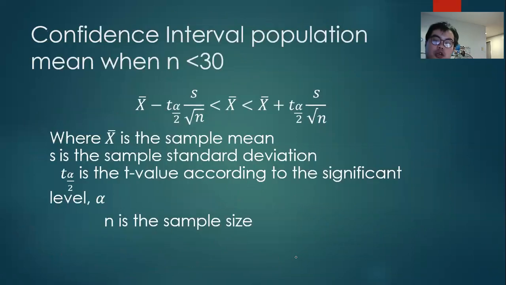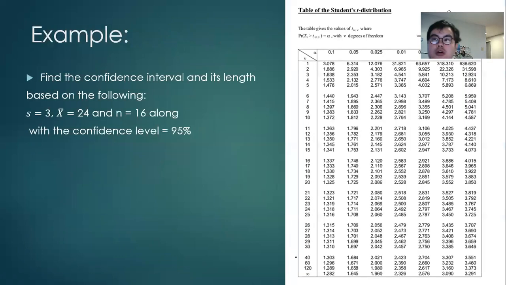Okay, so here we're going to use a t-distribution instead of z if the sample size is less than 30. So it's just the same way. I have provided the table of values for the t-distribution, so you will not be having a hard time here. Our standard deviation is 3, the sample size is 16, and the mean is 24.